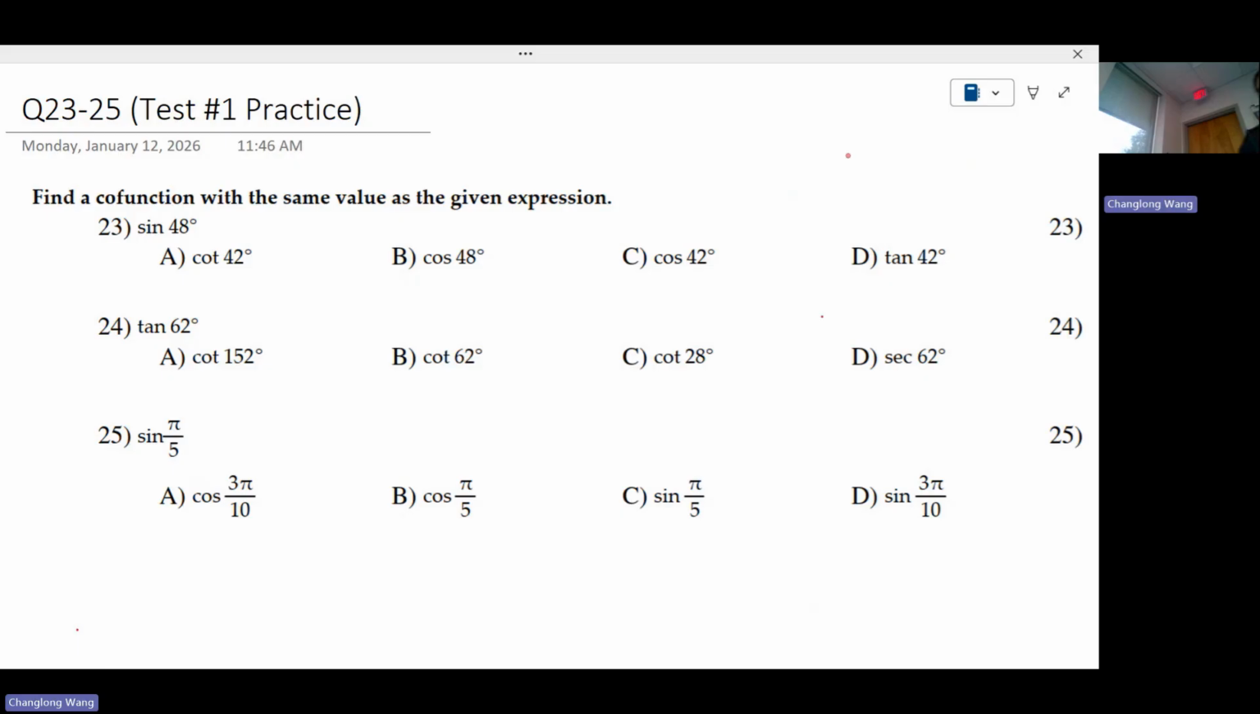Okay, so that's about the time. All right, so let me quickly check. Now let's say 23. Raise your hand. 23. 23. Okay, so let us see. All right. Now, this is obviously checking the cofunction identity, right?